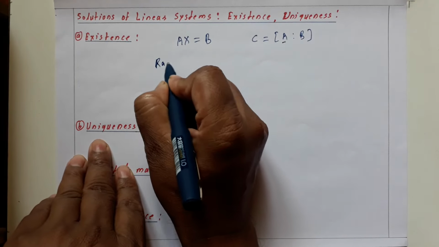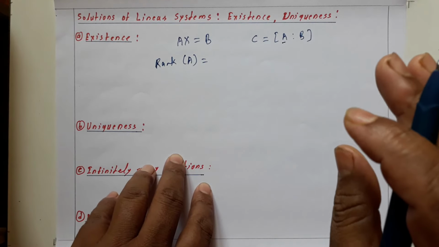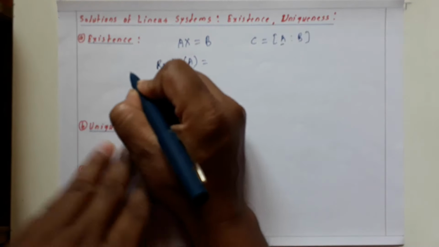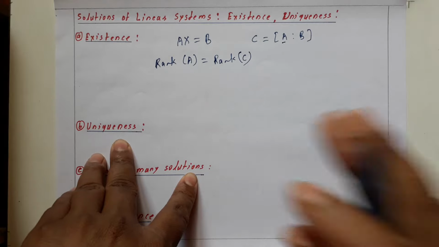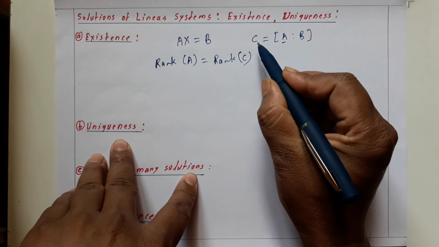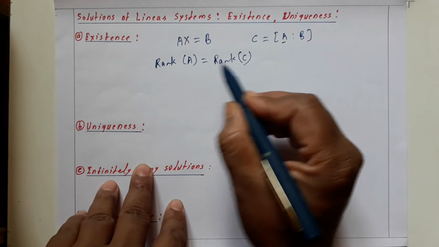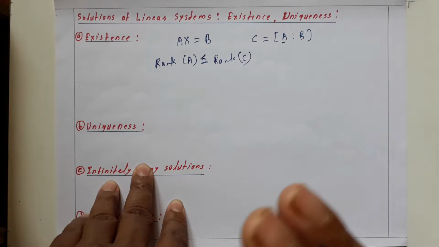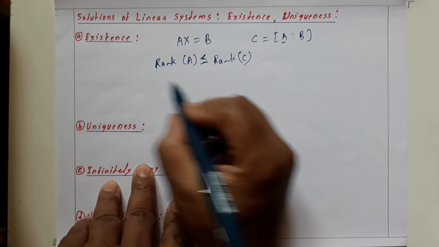So rank A means the number of non-zero rows in the row echelon form of matrix A, and rank C means the number of non-zero rows in the row echelon form of the matrix C. Now, the order of C is higher than the order of A, means rank A is less than or equal to rank C, means rank C is greater than rank A or rank C is equal to rank A.